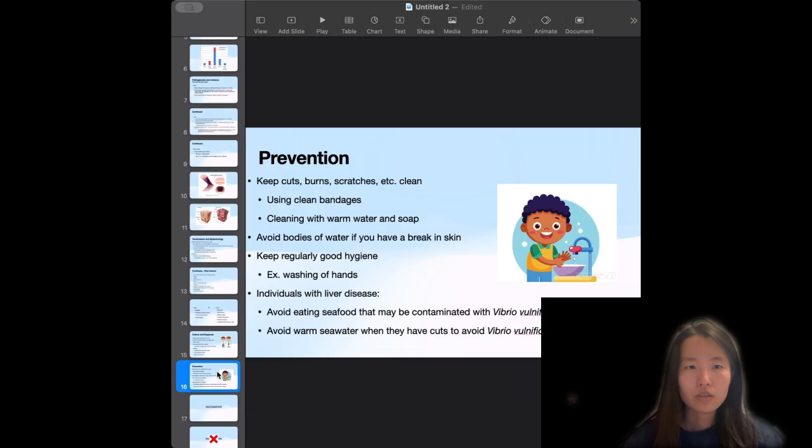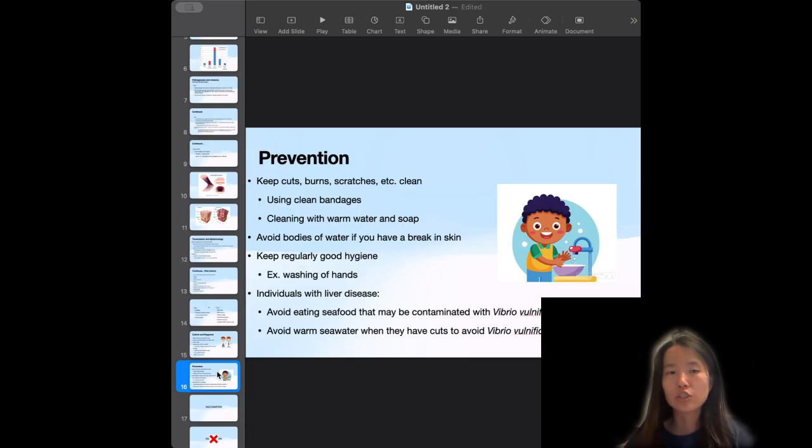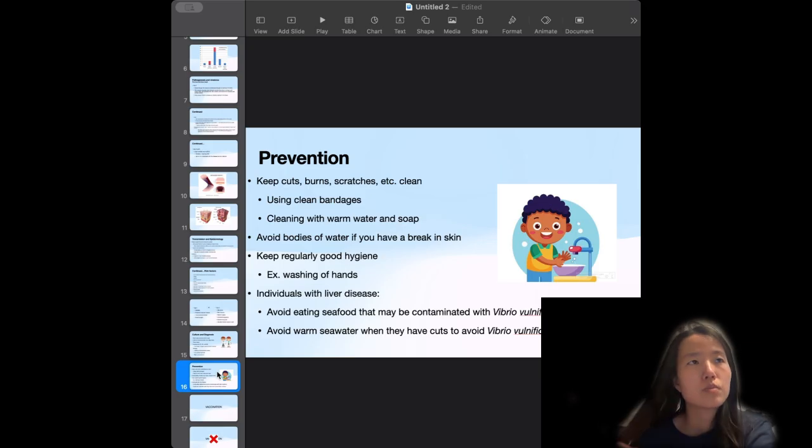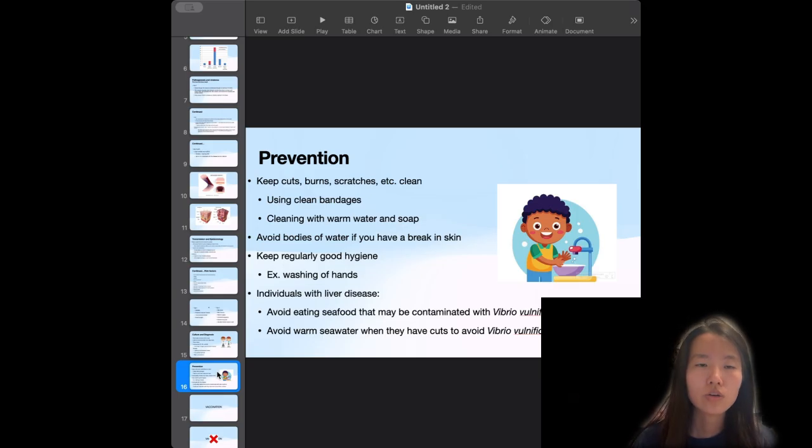Some prevention methods include generally just keeping good hygiene. For example, regularly washing your hands and cleaning the areas around you. Also, if you have cuts, burns, or open wounds somewhere on your skin, keep that area clean, cleaning with warm water and soap, and continuously changing the bandages. Also avoid seawater when you have a wound.